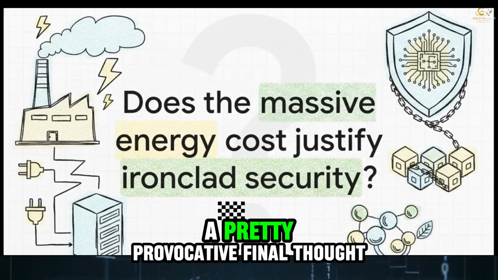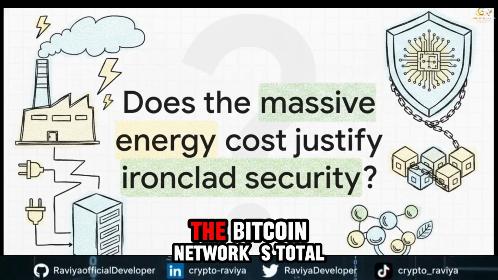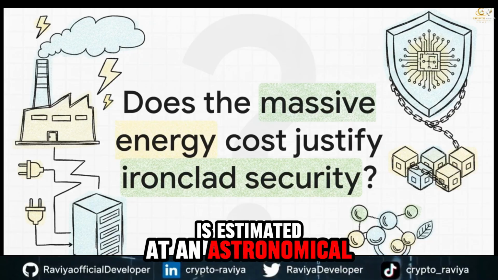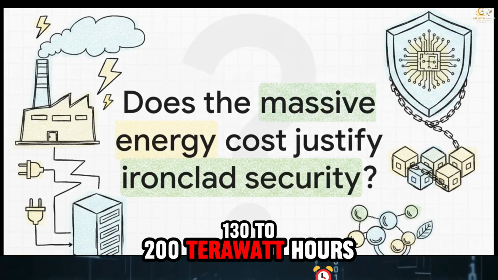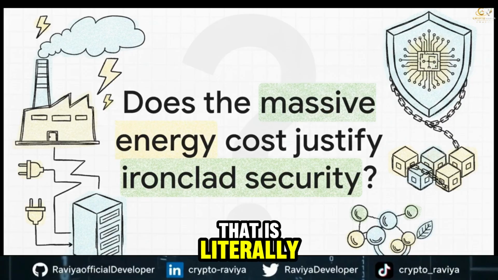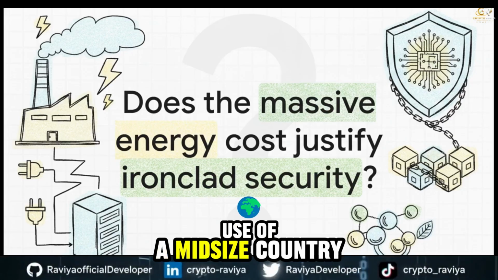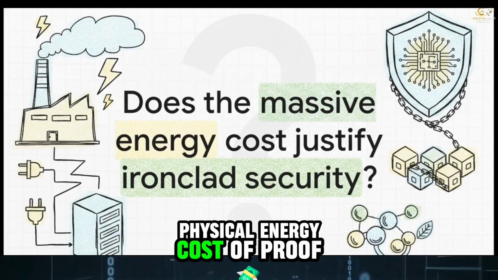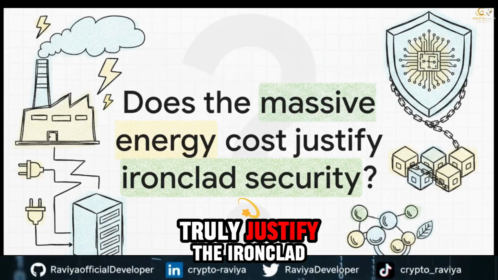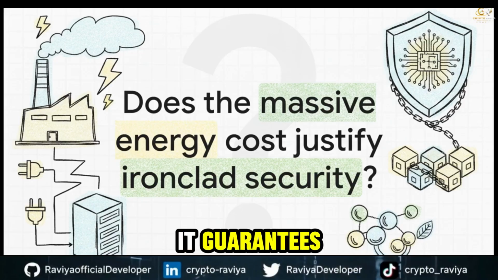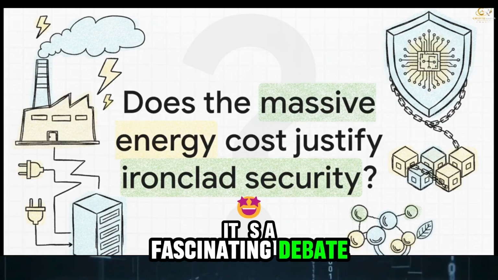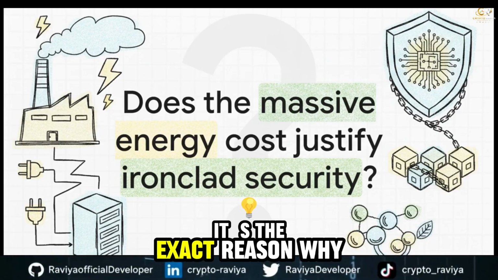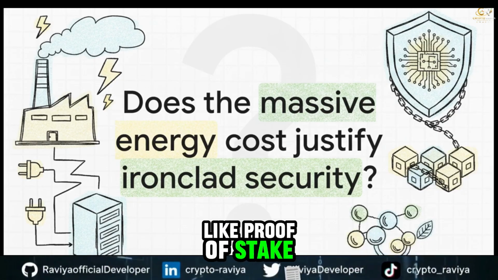Which leaves us with a pretty provocative final thought. The Bitcoin network's total energy consumption is estimated at an astronomical 130 to 200 terawatt hours per year. That is literally comparable to the electricity use of a mid-sized country. So the big question is, does this massive physical energy cost of proof of work truly justify the ironclad global security it guarantees? It's a fascinating debate about the real-world trade-offs of true decentralization. And honestly, it's the exact reason why alternative mechanisms like proof of stake were developed.